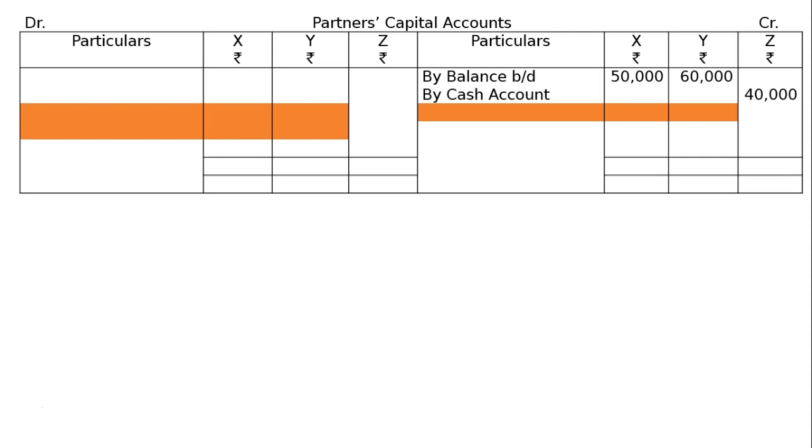By cash account 40,000. The journal entry is cash account debited to Z's capital account, and Z is unable to bring any goodwill, and we have valued goodwill at rupees 3,000. That will be distributed in sacrificing ratio of 3:2.